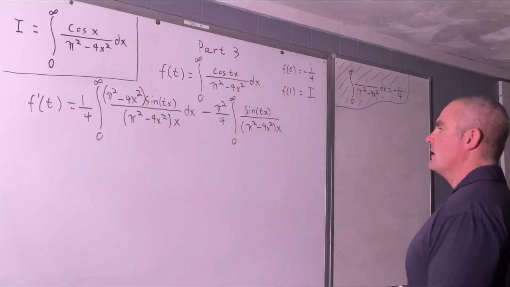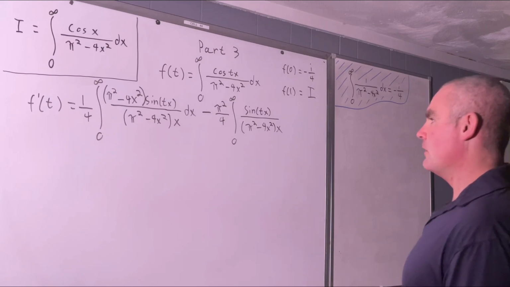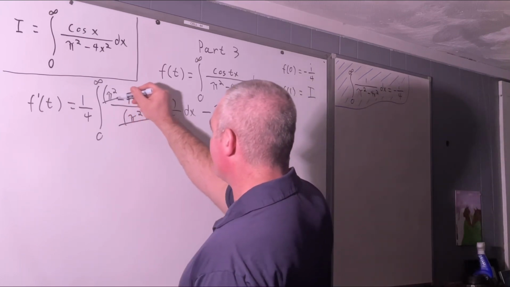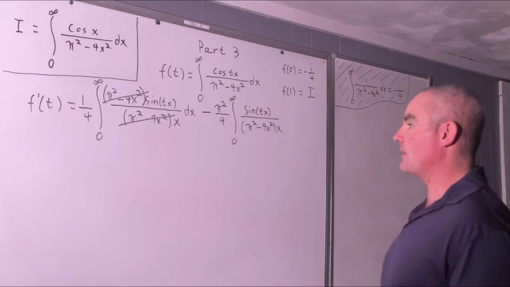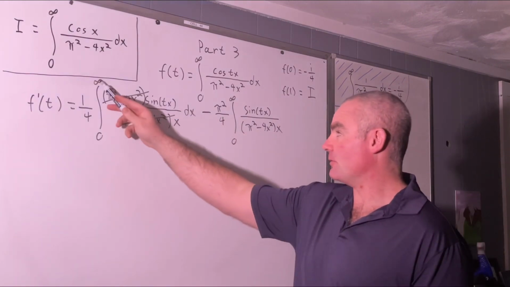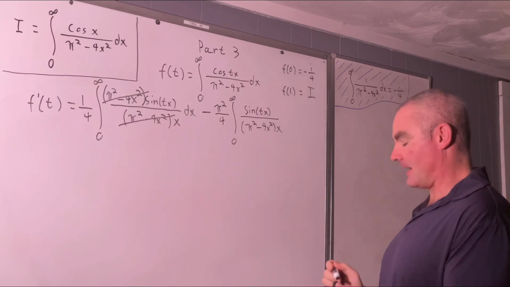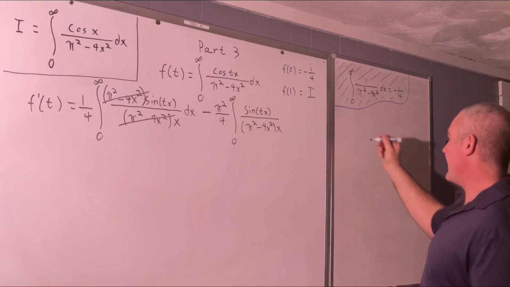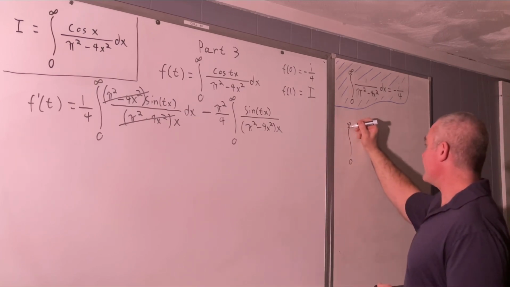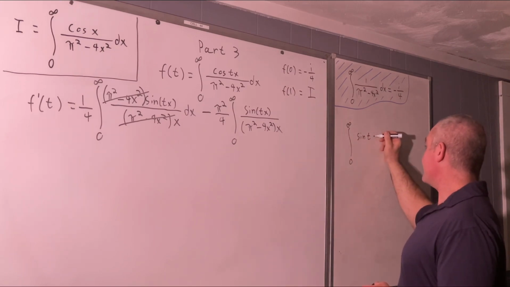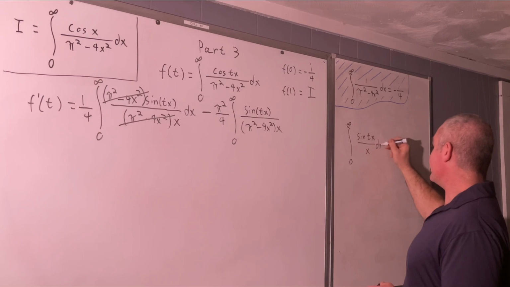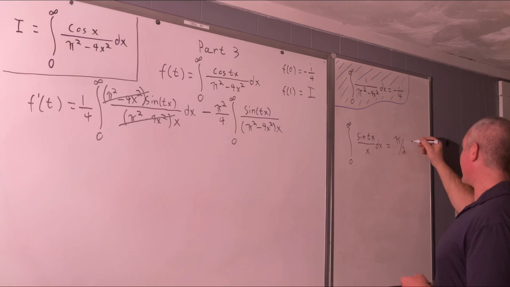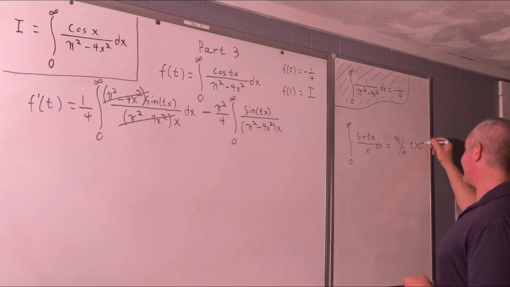So you notice that cancels with this. That was the whole point. And what are we left with? We're left with 1/4 the integral from 0 to infinity of sine tx over x. Well, I've shown many times on this channel that the integral from 0 to infinity of sine tx over x dx is equal to pi over 2 for t greater than 0.